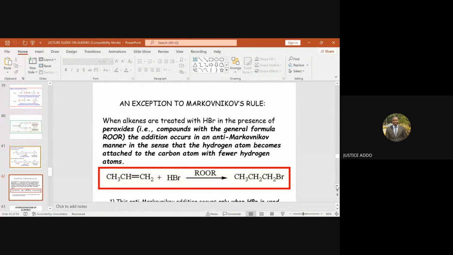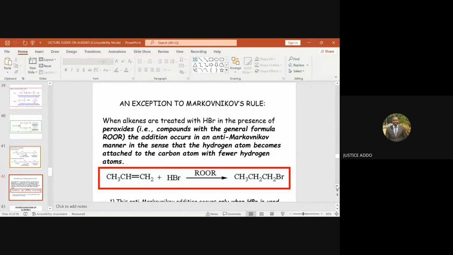Like we saw the exception to Zaitsev's rule, there is also an exception to Markovnikov's rule. The exception is that whenever you are adding the halogen acid and you do so in the presence of a peroxide, then the reaction will not follow Markovnikov's addition. It will rather favor anti-Markovnikov addition. And so the minor product, which we had seen in the Markovnikov addition, then becomes the major product, and the major product becomes the minor product.